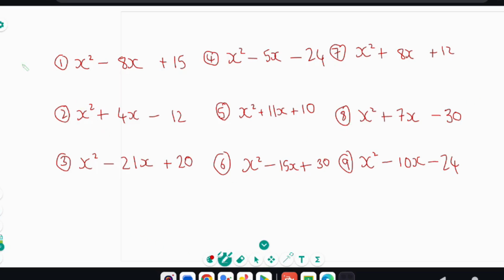Okay, so this first one, we've got multiply to give 15, add to give -8. 1 and 15, 3 and 5, but they both have to be negative, because it's adding to get a negative number, but times to get a positive. So what is it? It's -3, -5, because -3 add -5 is -8.